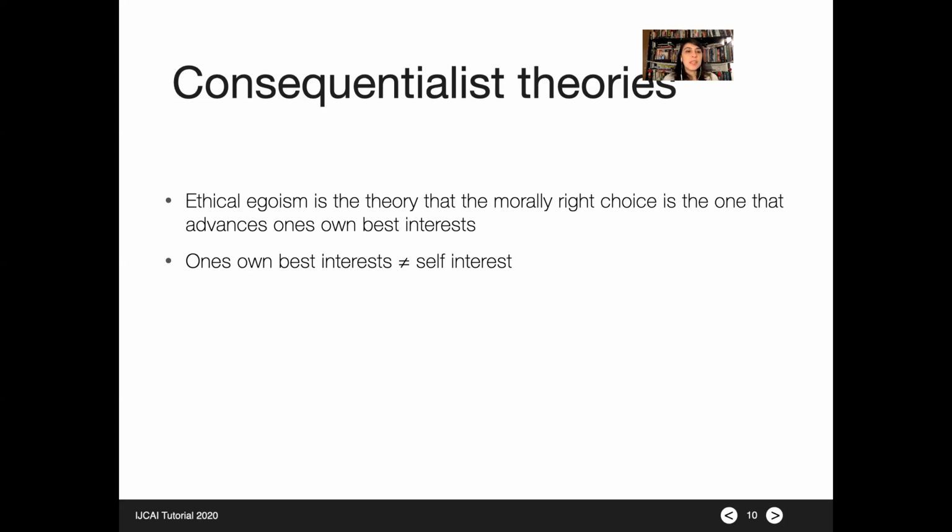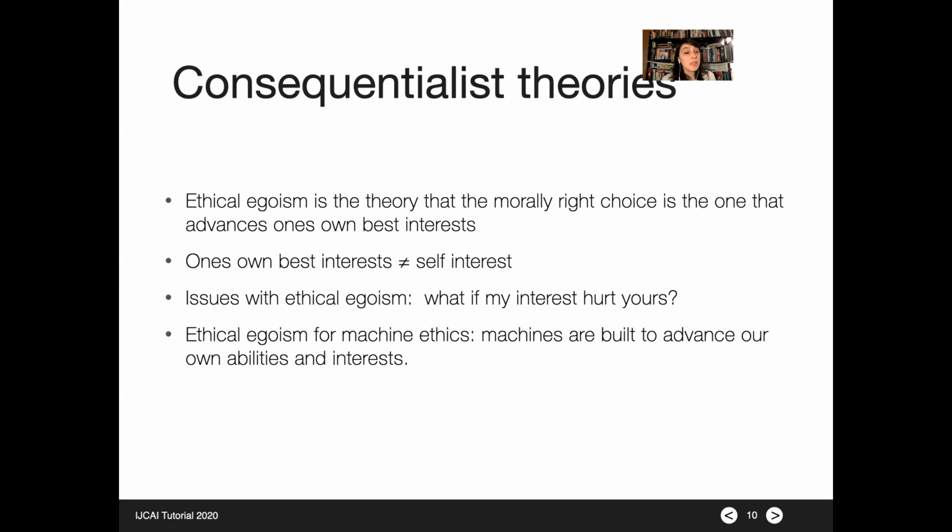So it is very easy for a person to follow this theory, and this is one of the greatest advantages of it. Of course, there are issues with ethical egoism, specifically, what if advancing my interests hurts your interests? For this reason, it's not really quite up there when we think about what moral behavior actually is. But it is interesting for machine ethics because machines are actually built to advance our own abilities and interests, right? So we do automation in order to advance our interests.